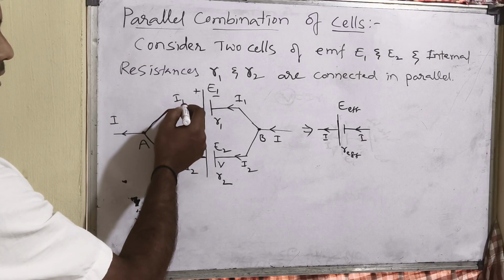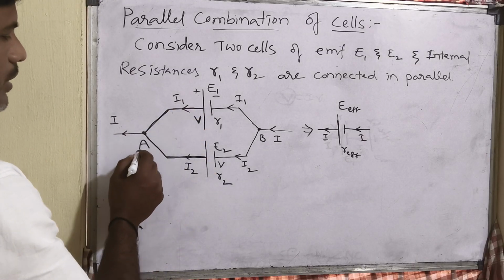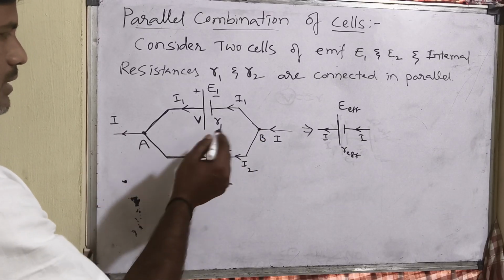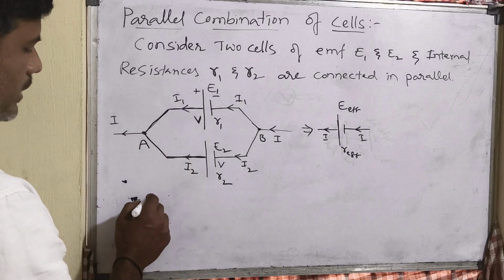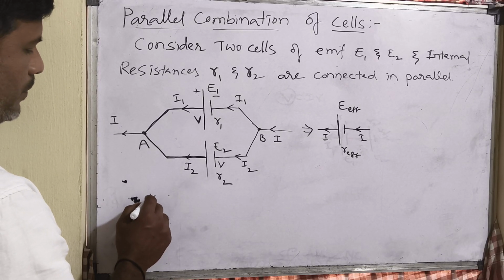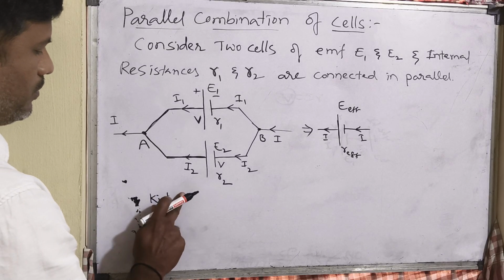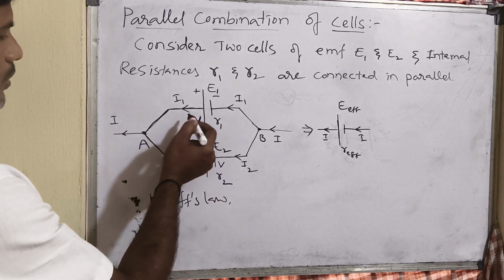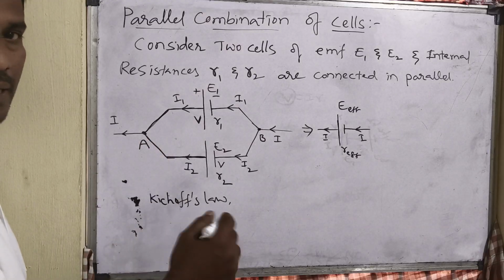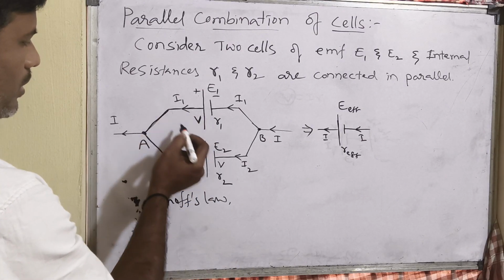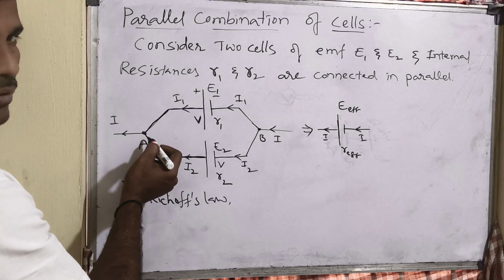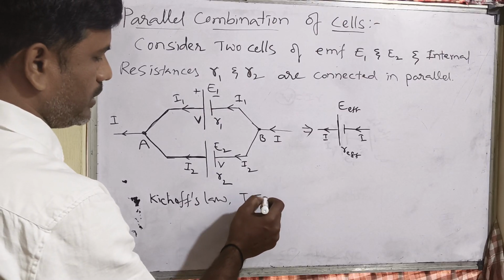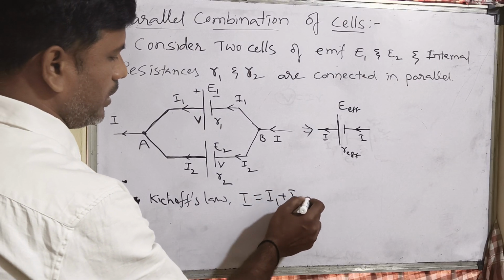Now we want to calculate the individual potential differences. The currents are different, so according to Kirchhoff's law, we calculate between junctions A and B, which gives the effective EMF. According to Kirchhoff's law, the sum of the currents entering the junction is equal to the sum of the currents leaving the junction. Here I1 and I2 enter the junction and I leaves it. So I is equal to I1 plus I2.